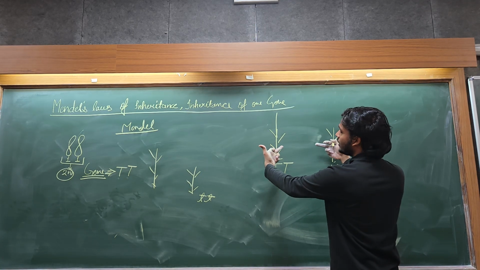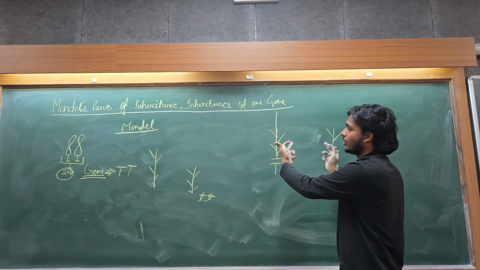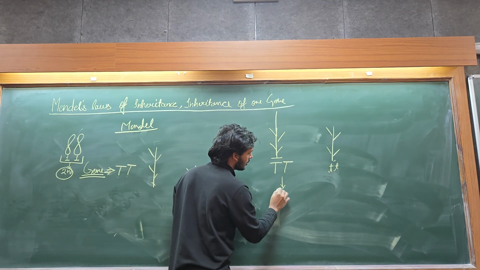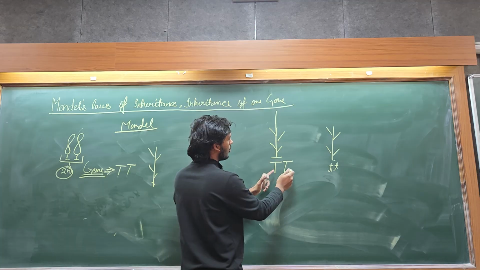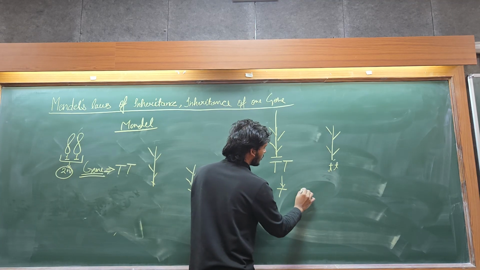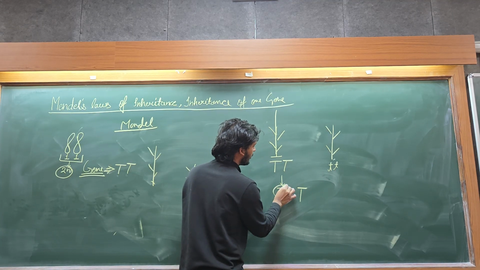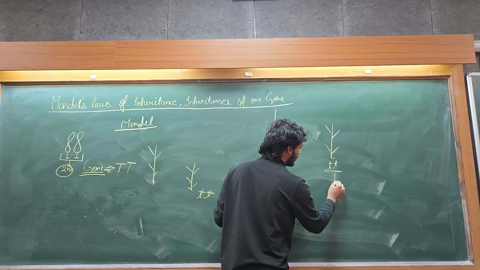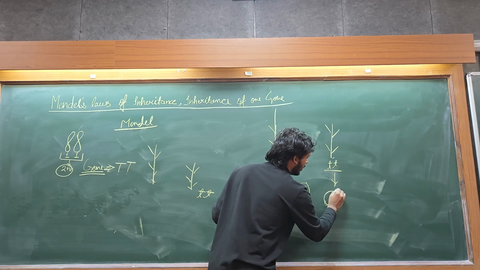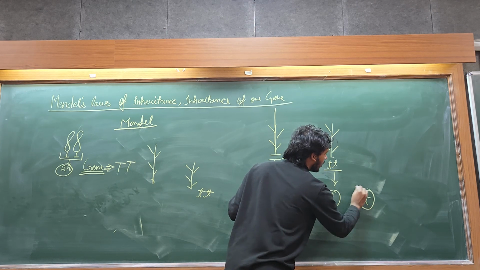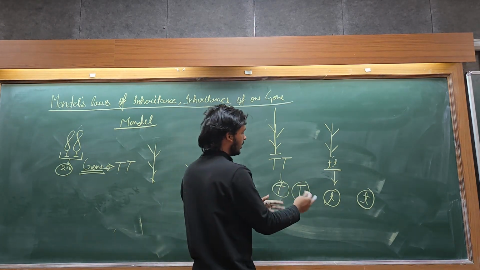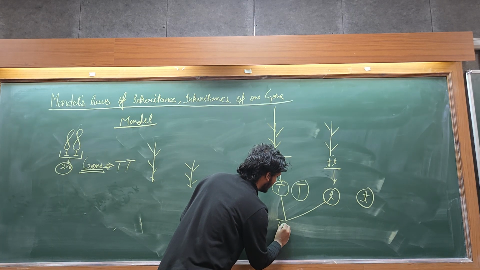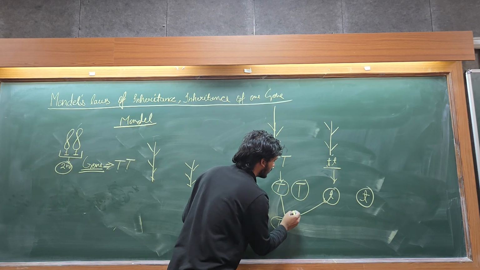He bred these plants. So what will happen? There will be gamete formation first. Among capital T, capital T, only one gamete will come. From the other plant, small t, small t, gamete formation also happens. Now randomly these gametes will fuse and form a zygote.